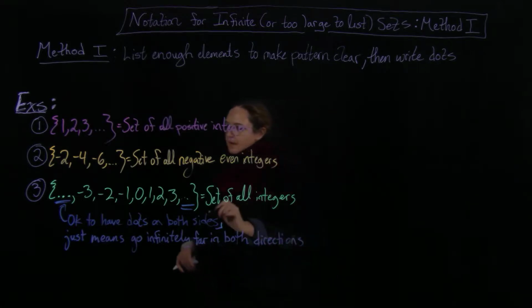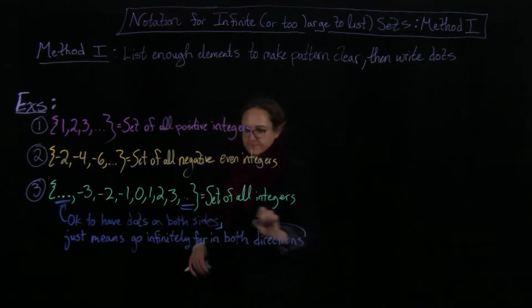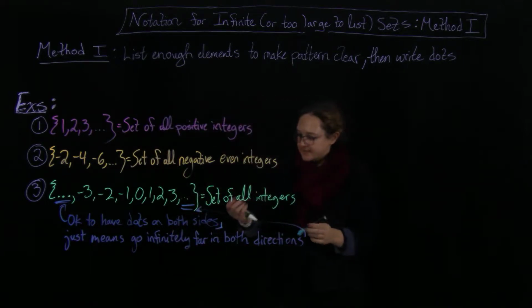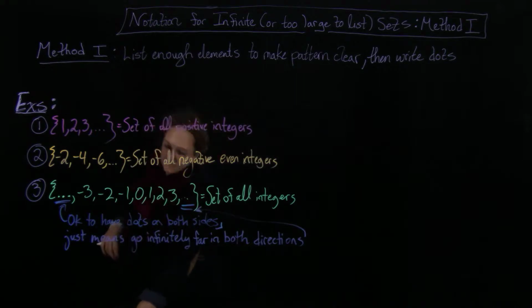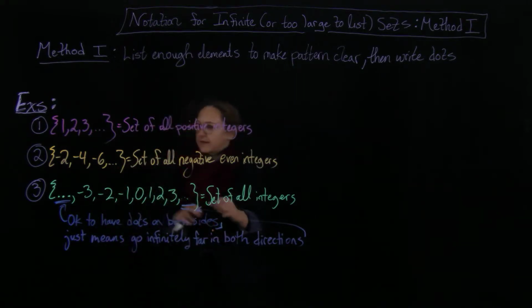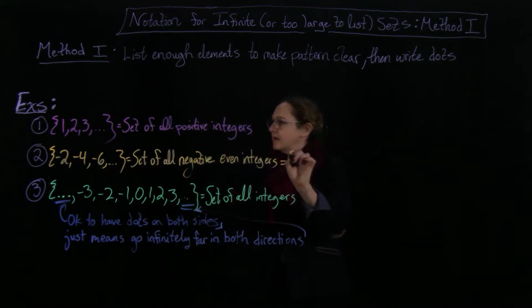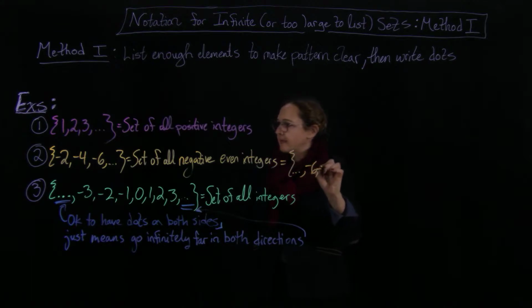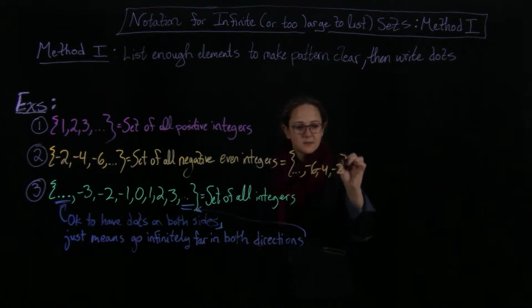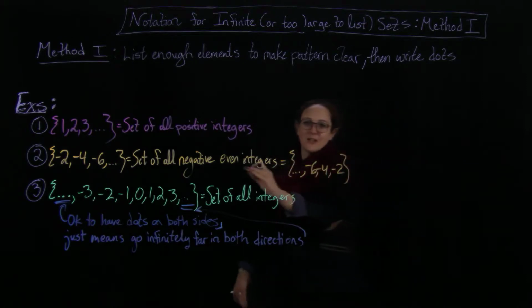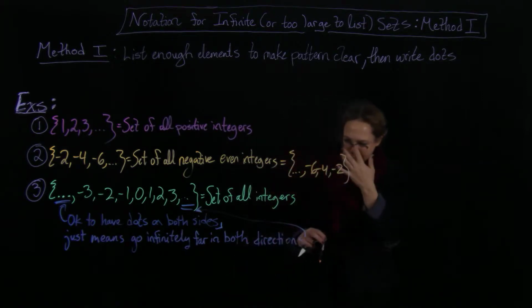In fact, I wrote the previous one in a non-standard way, but I totally could have written it in the standard way, as dot, dot, dot, and then -6, -4, -2. That also would have been okay, and I would have known that I had to go infinitely far in that direction.